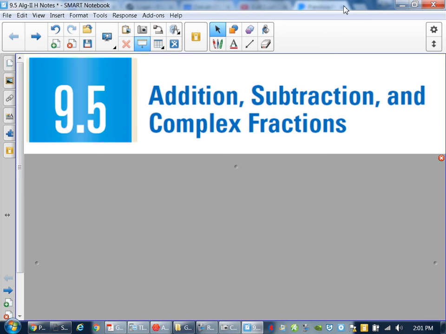Something called a complex fraction. Now, when you add and subtract fractions, what do you always have to have? Addition, subtraction signs. Thank you very much, Captain Obvious. Actually, you don't. Yes, you have to have a common denominator.